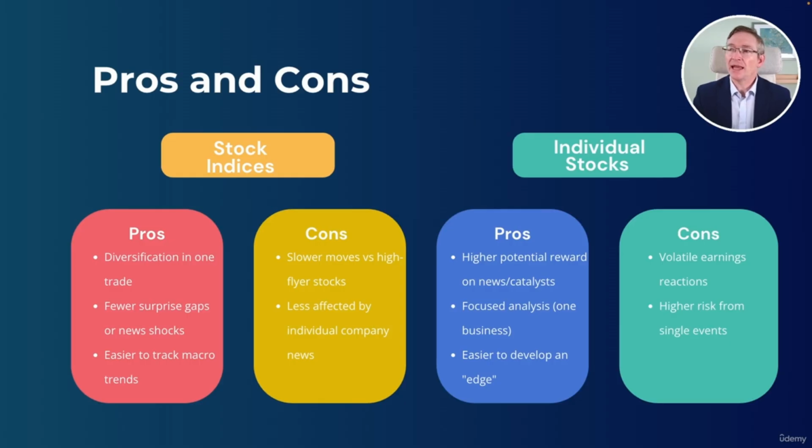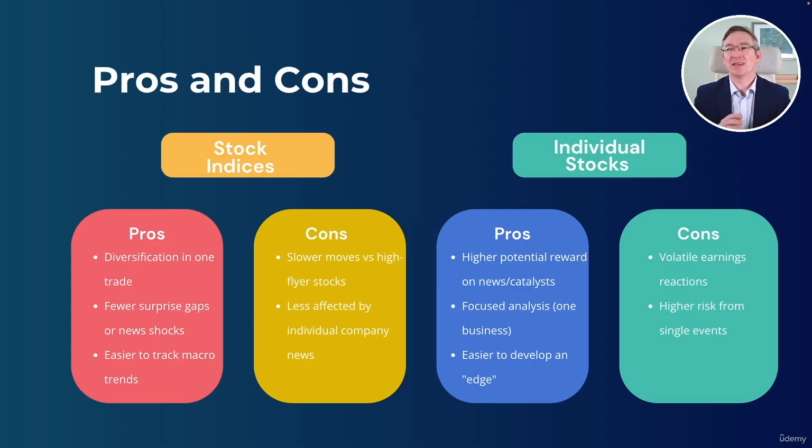Now, let's look at some pros and cons of trading individual stocks. So the first thing to note is they can offer higher potential rewards, especially when news, earnings, or product launches hit. You can do focused analysis. It's one balance sheet you're looking at, one chart, one catalyst. It allows you to focus a lot more, and some traders can develop an edge by just studying a handful of names deeply. They might look at just 10, 12 stocks that they've really studied closely, and that forms a very tight portfolio.